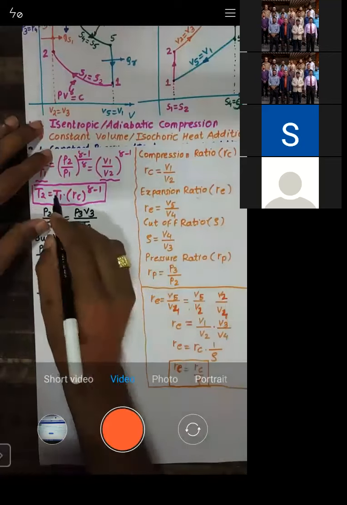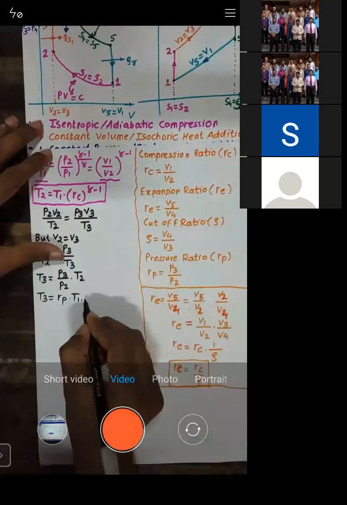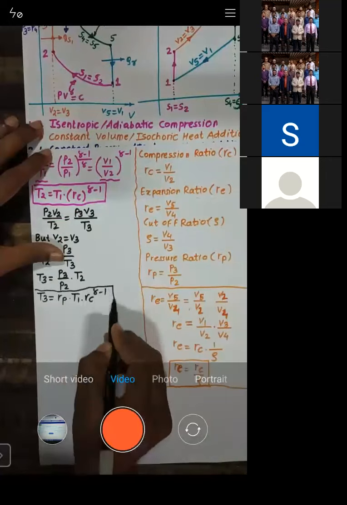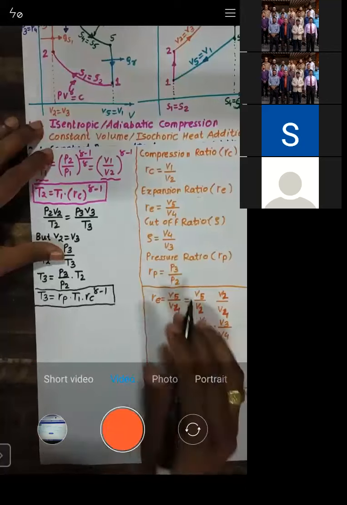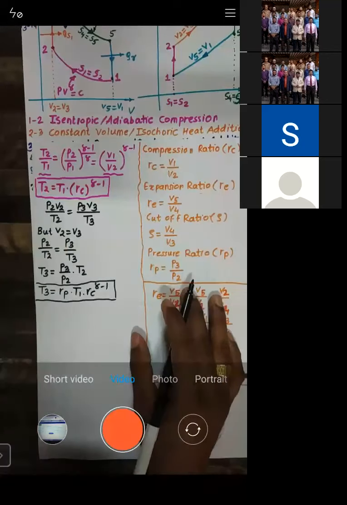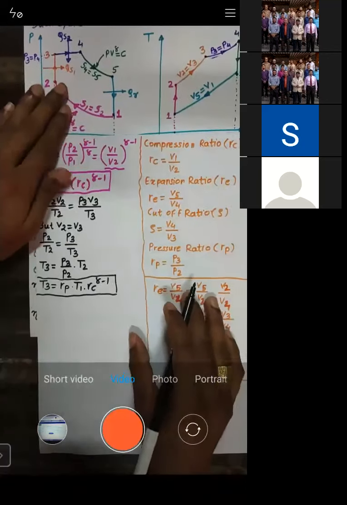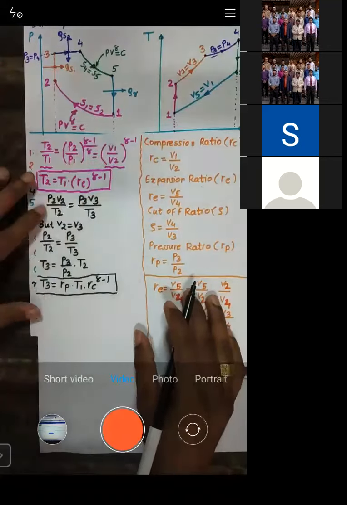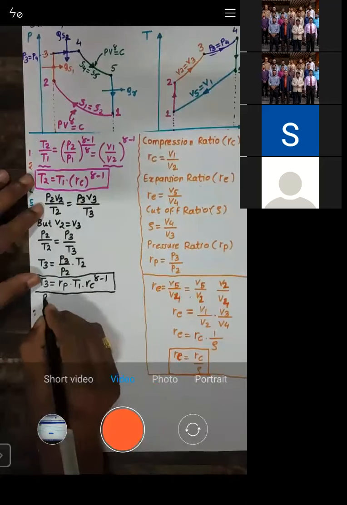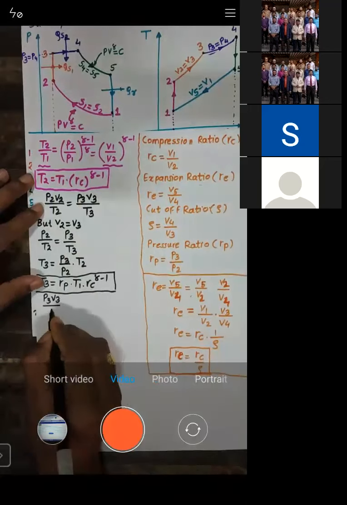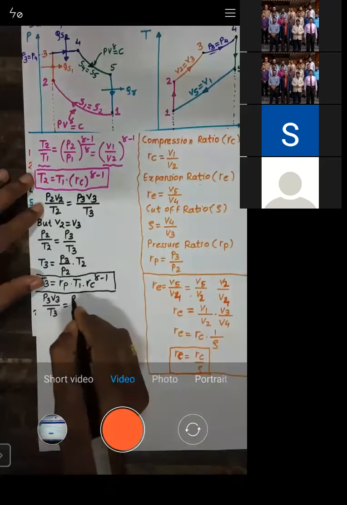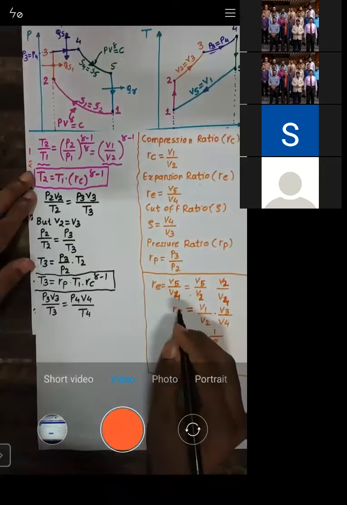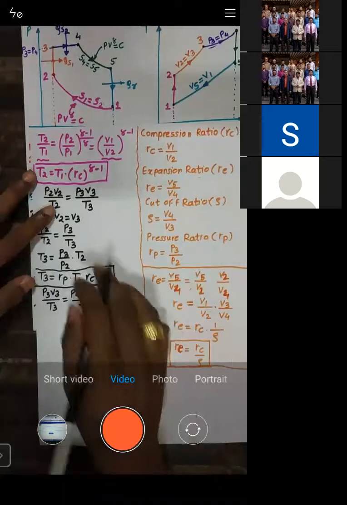What is the value of T2? It is T1 into RC raised to power gamma minus 1. So this is the value of T3 we got, right? Now we want T4. So we will apply the same equation between 3 to 4. I'll write down P3 V3 by T3 is equal to P4 V4 by T4, right? I'm applying now between 3 to 4.